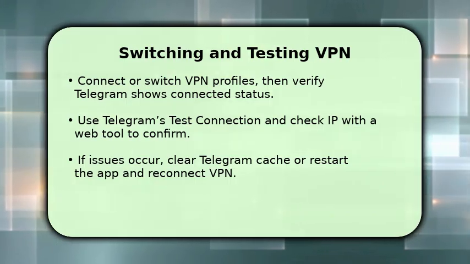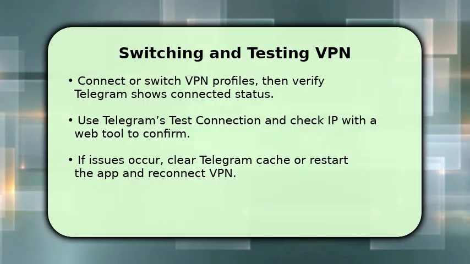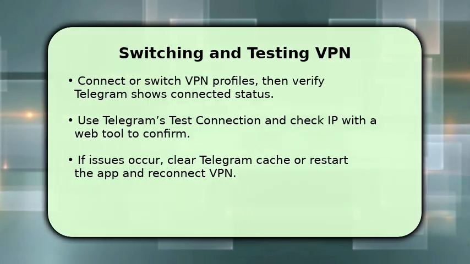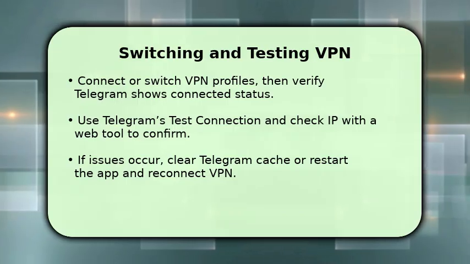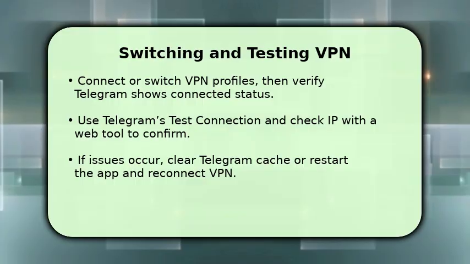If messages fail, clear Telegram cache or force close the app and reconnect the VPN. Repeat until Telegram consistently sends and receives messages through the chosen VPN or proxy.